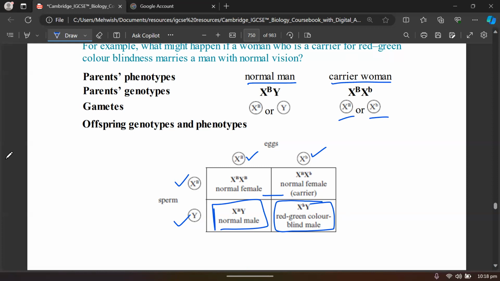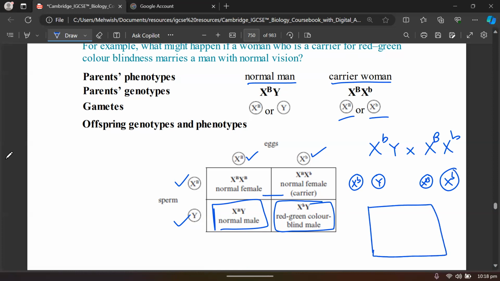Let me change the situation. Let's suppose that the father is colorblind. So he would have this genotype, and the mother is also a carrier. Let's have a look. When they reproduce with one another and fertilization takes place, this father will produce two types of gametes, X small b and Y carrying sperms. And this mother will produce an X with capital B and X with small b. And when they fertilize, random fertilization takes place.